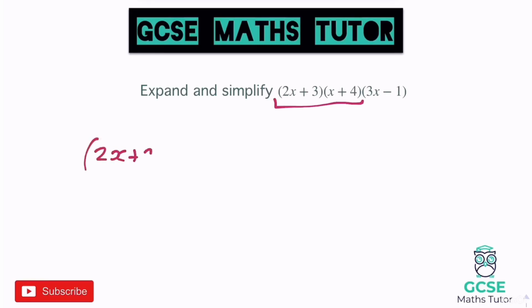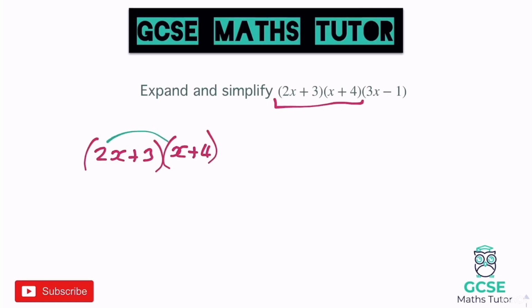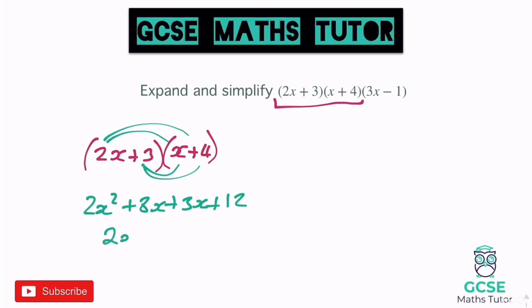So 2x plus 3 multiplied by x plus 4. Now if we expand that out, just following normal expansion rules, we get 2x squared plus 8x plus 3x plus 12 on that last bit there. Okay, tidying that up first. So tidy this up, simplify it down. We get 2x squared plus 11x plus 12.